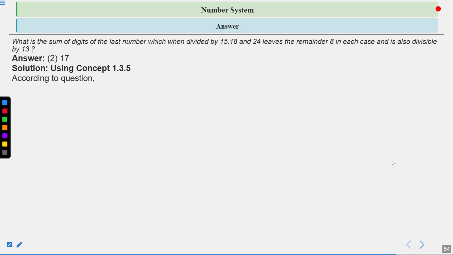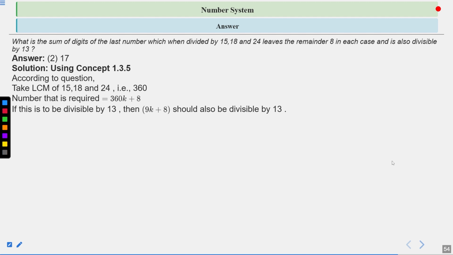According to the question, take the LCM of 15, 18 and 24. So we get 360. Now we add 8, then we get remainder 8 in each case. So the required number will become 360k plus 8. Now that number should be divisible by 13.